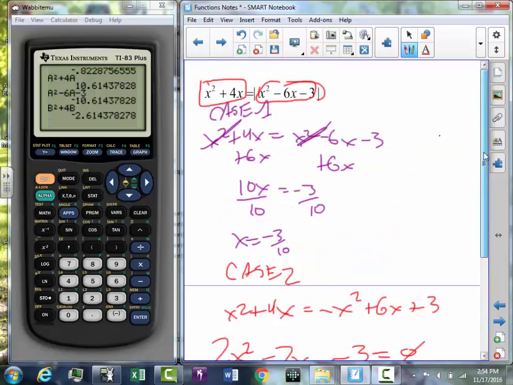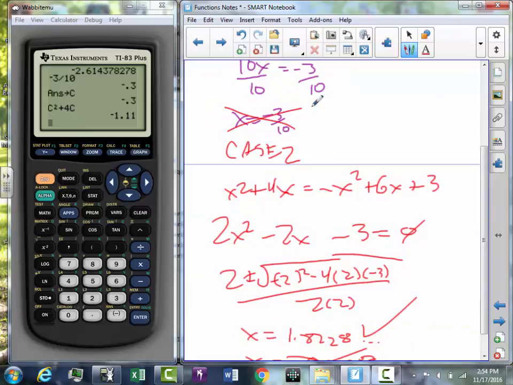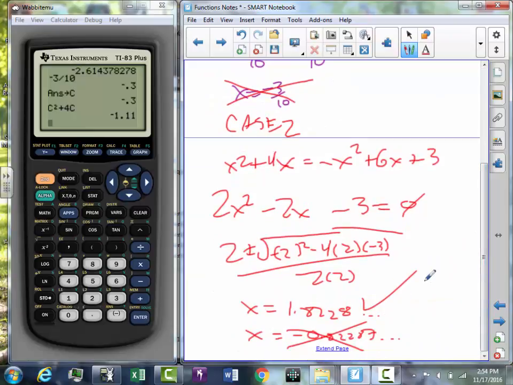And we should check the last one if you haven't already. So I'm just going to do negative 3 over 10, and I'll store it as c just to make it easier. So we need c squared plus 4c, and actually that one also gave me a negative. So we have a weird scenario here. I actually have 2 extraneous solutions, and only 1 actually valid solution.